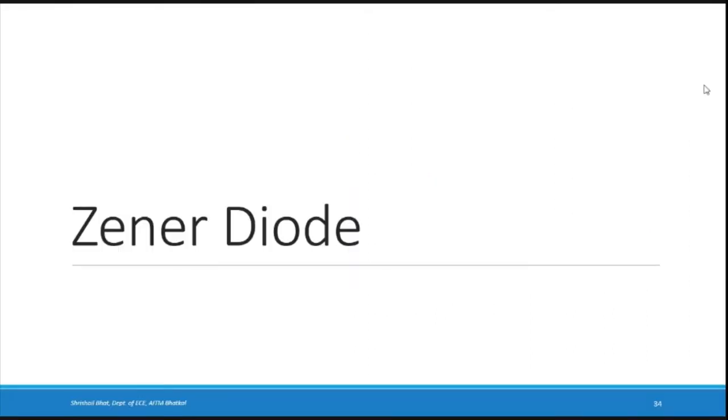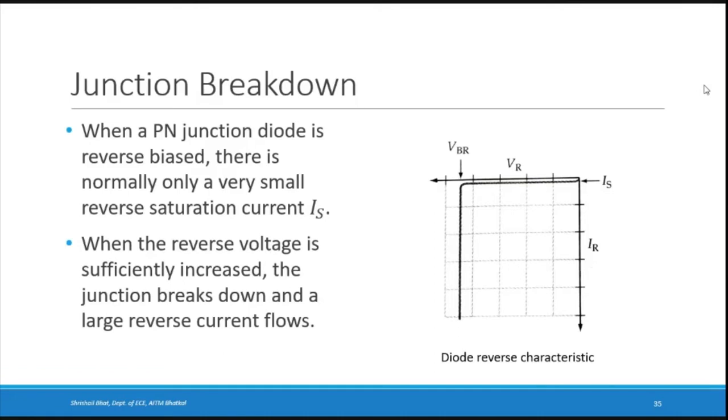Today we will see a special kind of diode, that is a Zener diode. Before we actually look into the Zener diode, we will have a look at the concept that we have already studied, that is junction breakdown.